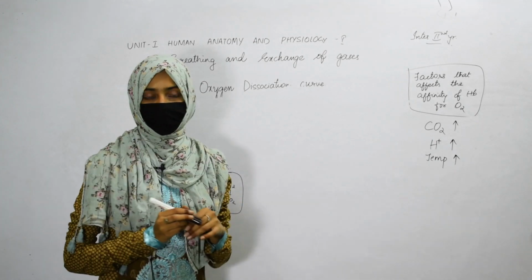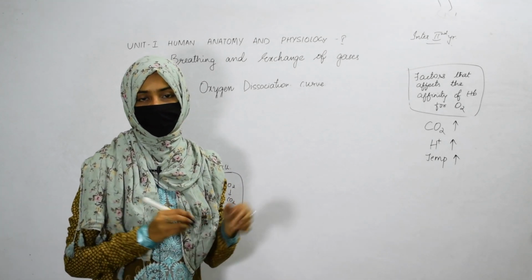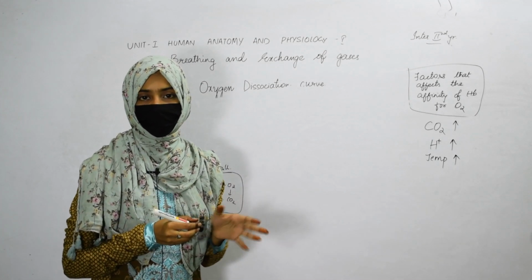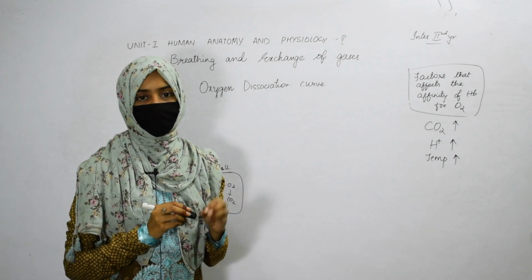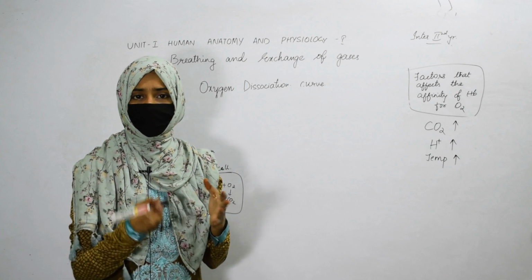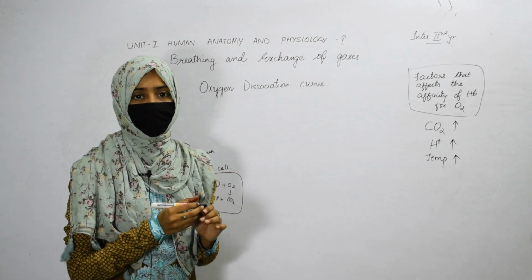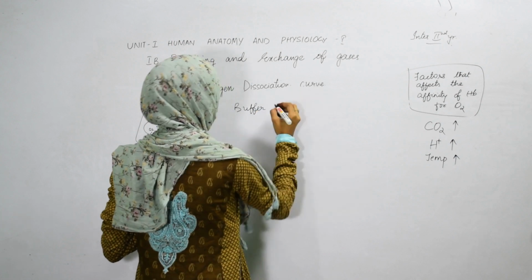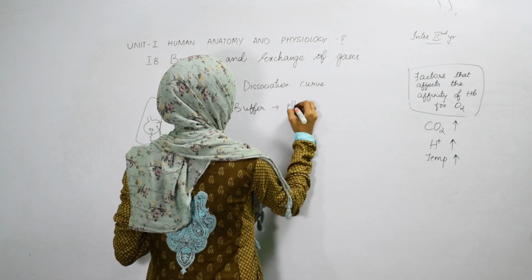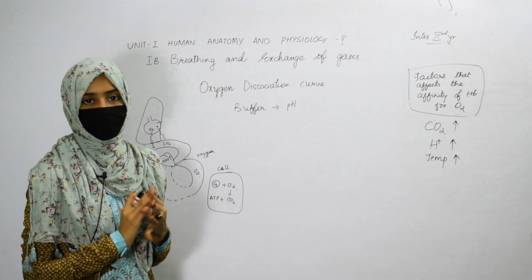So we have learned that carbonic acid is formed when carbon dioxide reacts with the water molecule, and that carbonic acid breaks into H+ and HCO3- ions. H+ ions can bind with the hemoglobin. So here hemoglobin is acting as a buffer. Buffer means anything that maintains the level of the pH, the hydrogen ion concentration.